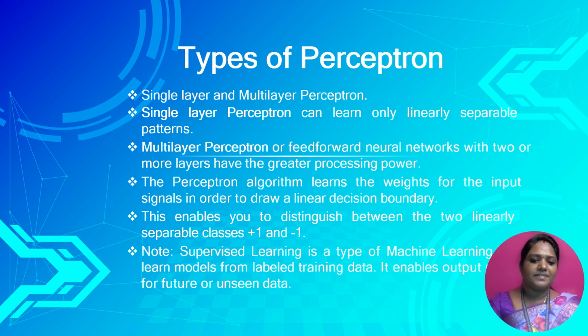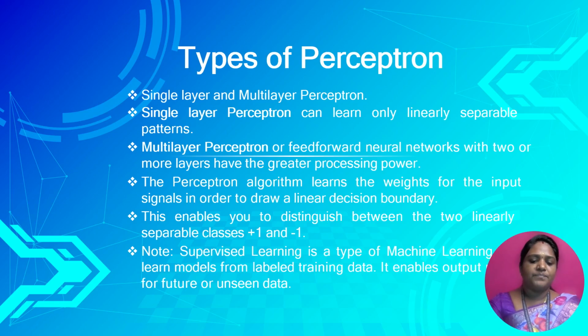So the multi-layer perceptron algorithms learn from previous experience and also learn the weights for the input signals in order to draw a linear decision boundary. This enables you to differentiate between the linearly separable classes, +1 and -1. Each and every node is interconnected and produces the output based only on binary classification, whether it is true or false.